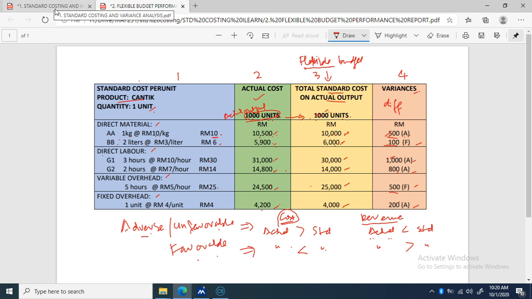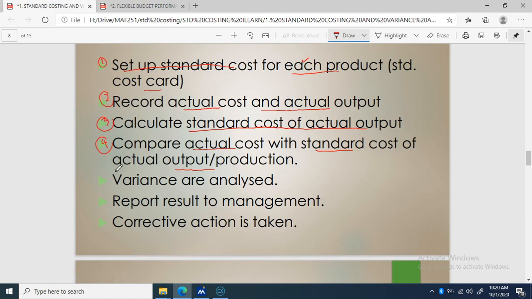So that one is to calculate the cost. Now variances are analyzed. Okay, number 5.